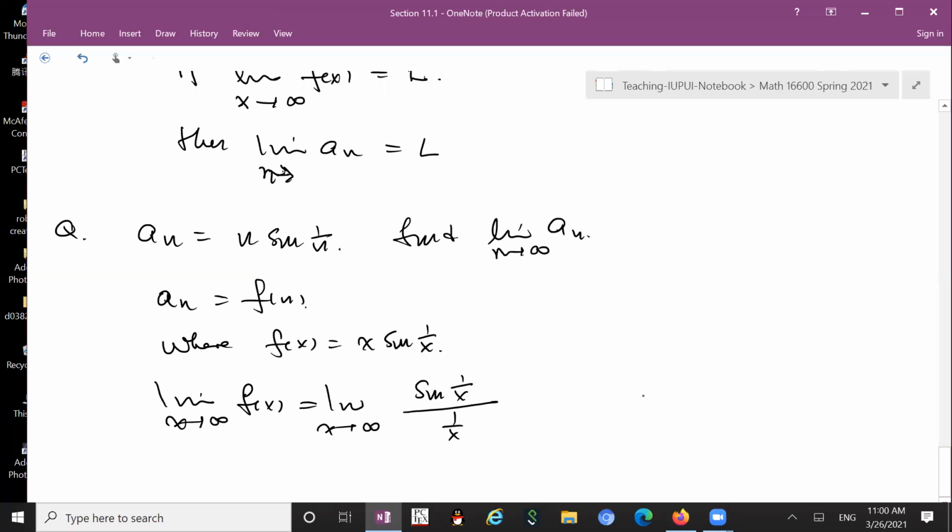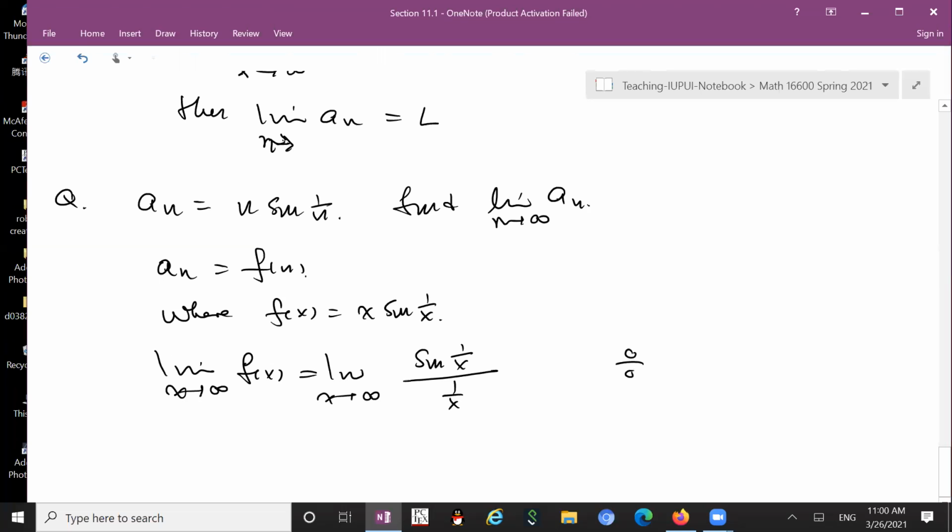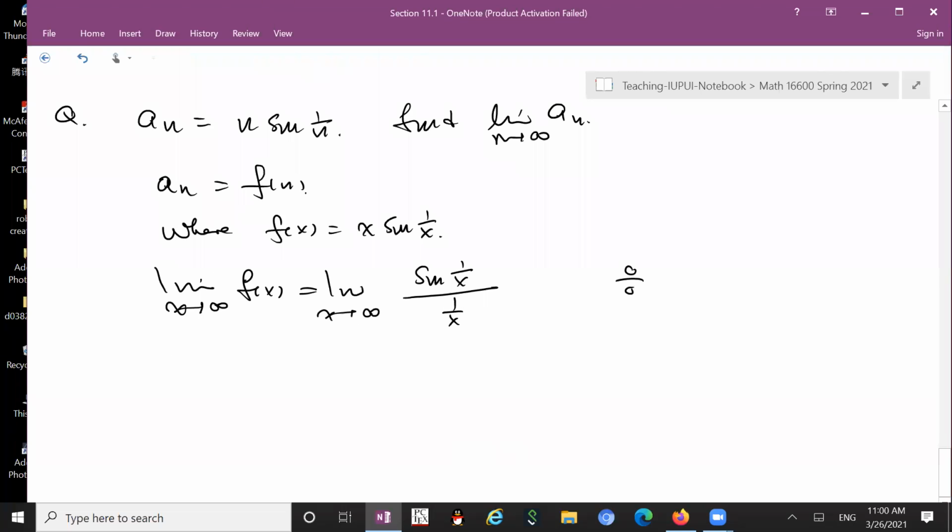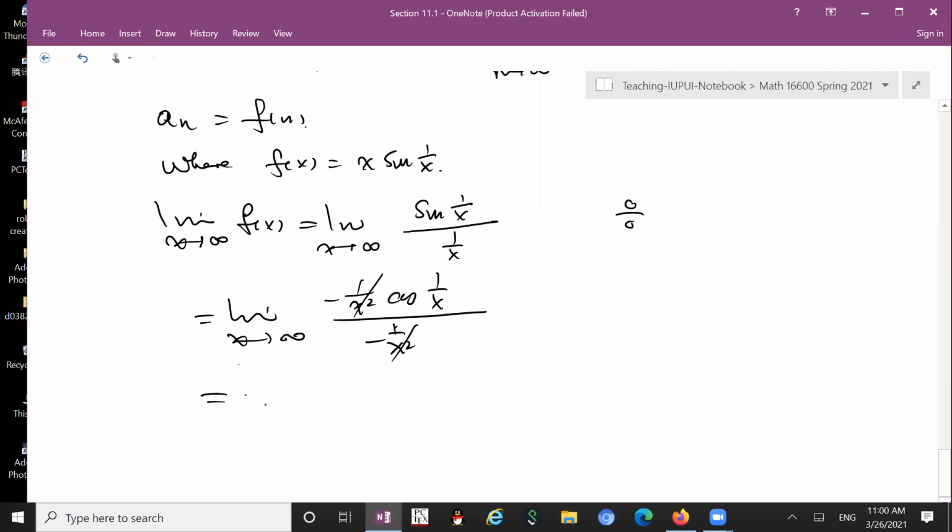Okay, so this is a 0 over 0 type, so you can apply L'Hôpital's rule. Then this is going to be cosine of 1 over x. When you differentiate the 1 over x, you get negative 1 over x squared. When you differentiate the denominator, you also get negative 1 over x squared. So this cancels out, and that is going to be the limit as x approaches infinity of cosine of 1 over x, which is cosine 0, which is 1.